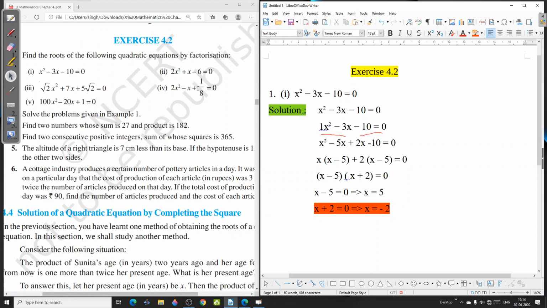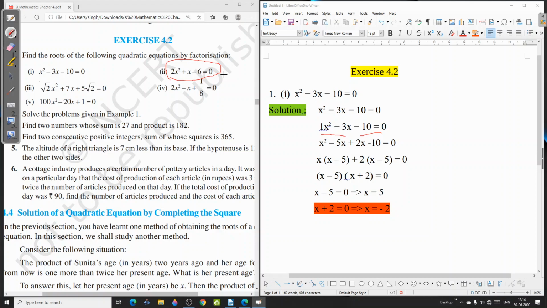What is the second part? 2x square plus x minus 6 equal to 0. In that also you have to do it in the same way. First you can see that what we have got is 2x square plus x minus 6 equal to 0. It's already in standard form. Why? Because the first term is x square, then the second term is x, and the third term is a constant. And also on the right hand side we have 0. So it is satisfying all the conditions which I told you.